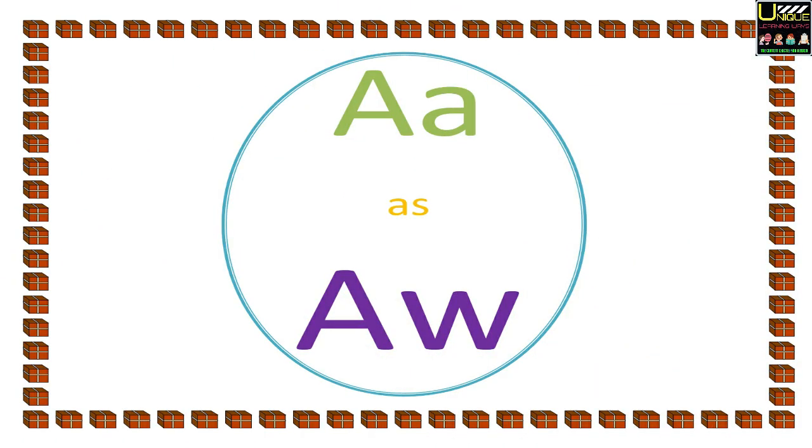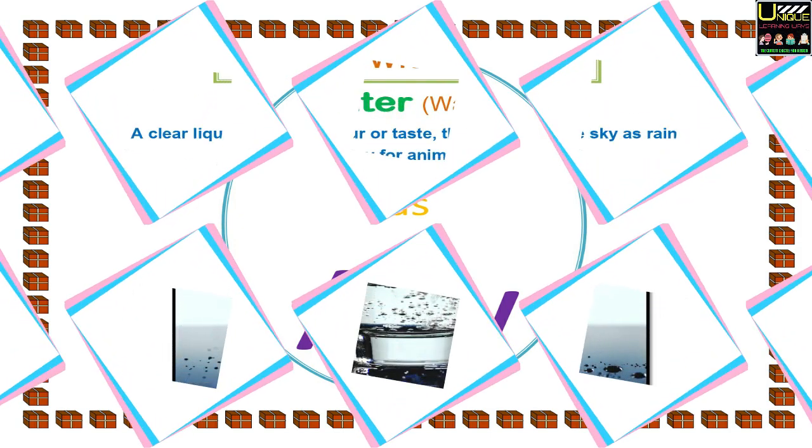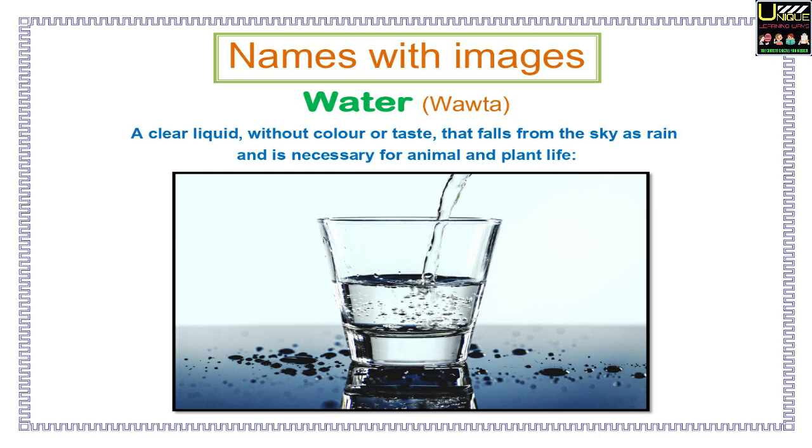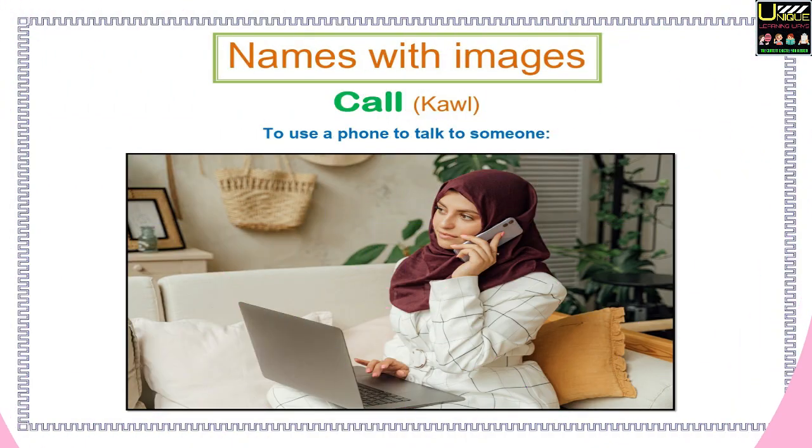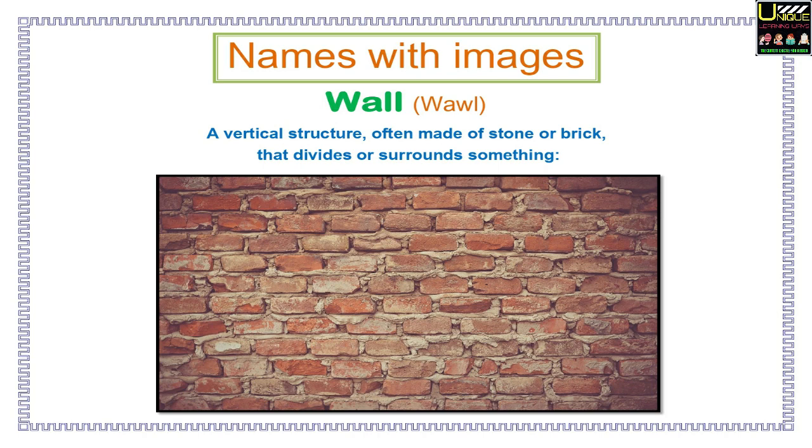A as O. Names with images. Here you will see word, its explanation with image. Water. A clear liquid without color or taste that falls from the sky as rain and is necessary for animal and plant life. Call. To use a phone to talk to someone. Wall. A vertical structure, often made of stone or brick, that divides or surrounds something.